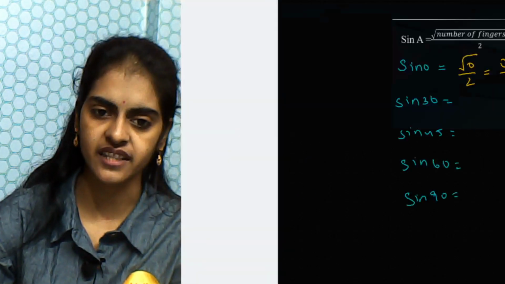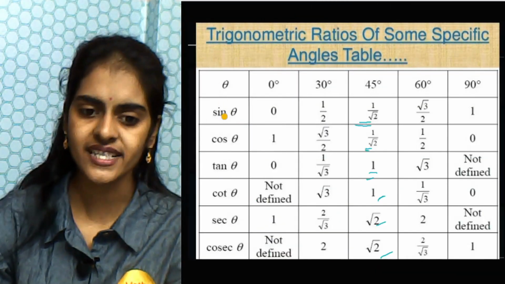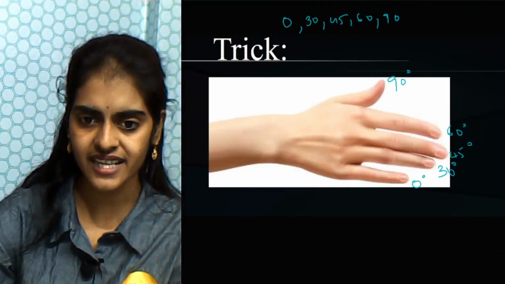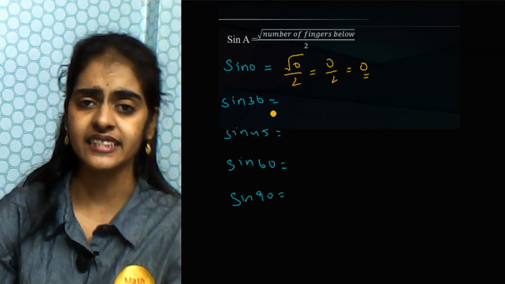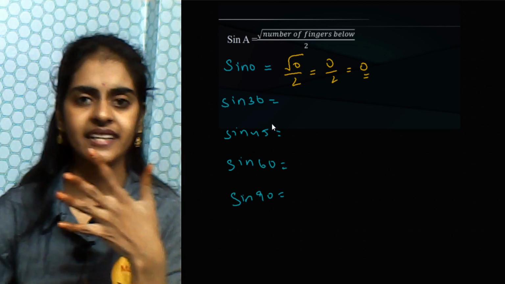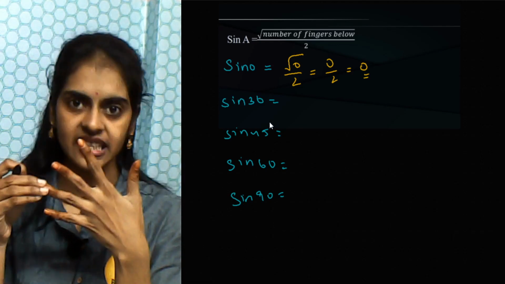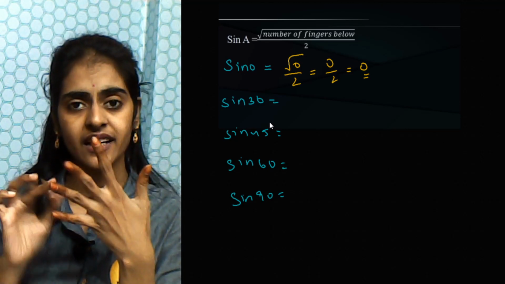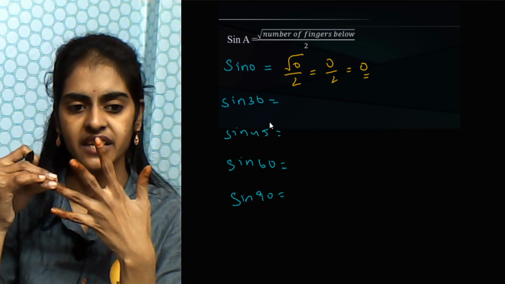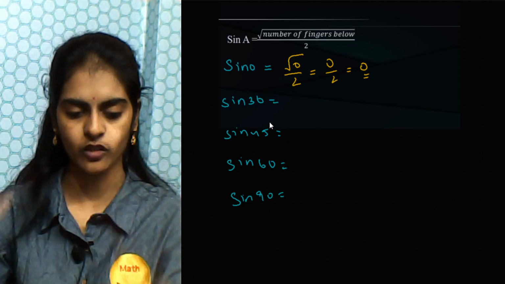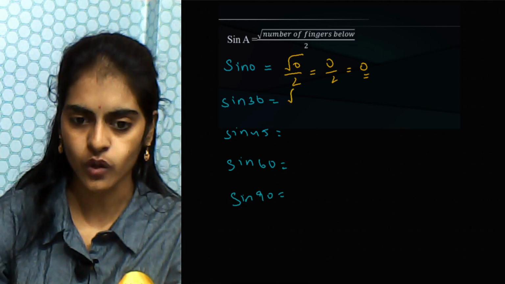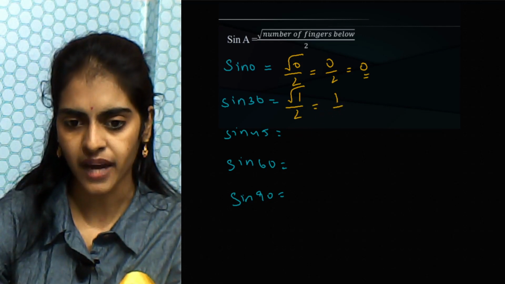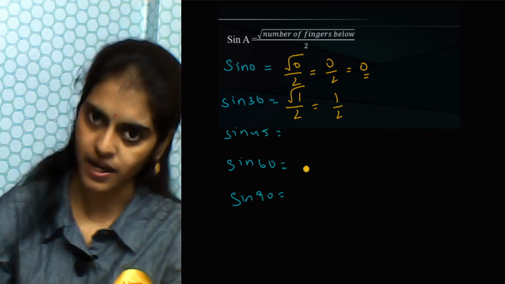Now just check the value from the table of values. What is sine 0? Sine 0 is 0. So you got the value. Come on, sine 30. Again the same formula. This is 0, this is 30. How many fingers are below this finger? Only one finger. So let us write it here: under root 1 divided by 2. Root 1 is 1, so 1 by 2. So sine 30 is 1 by 2.